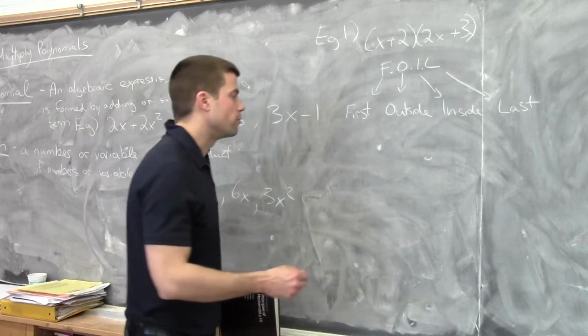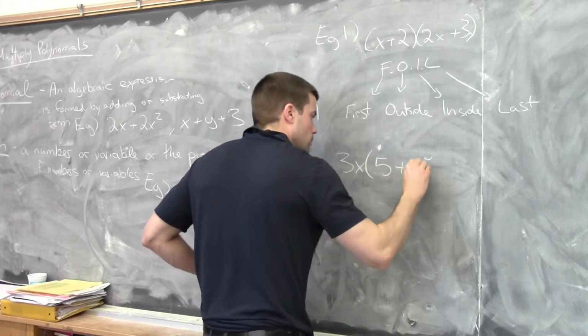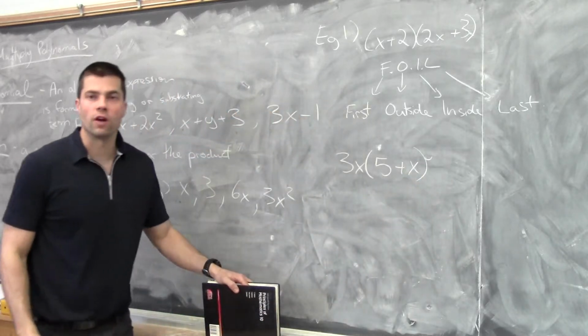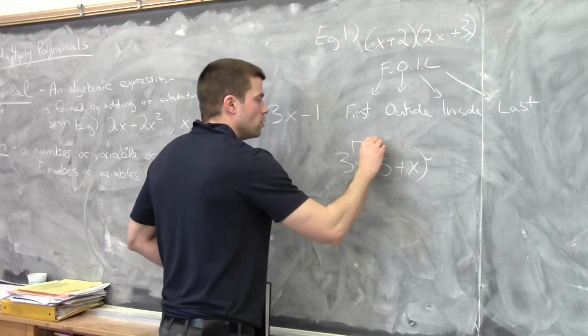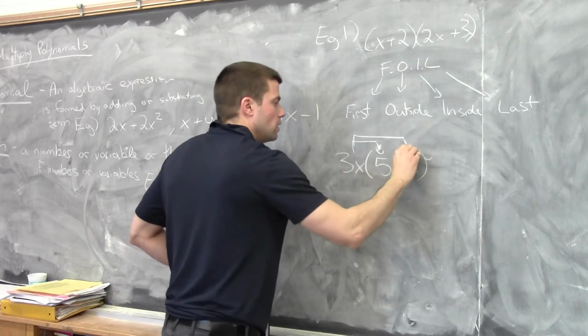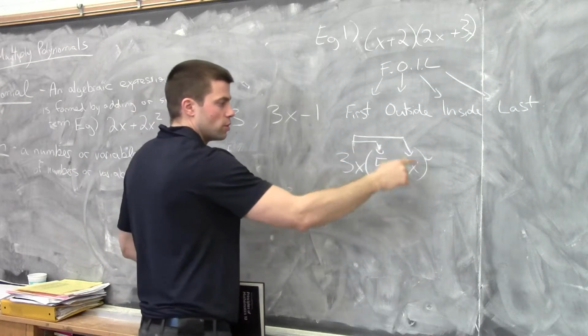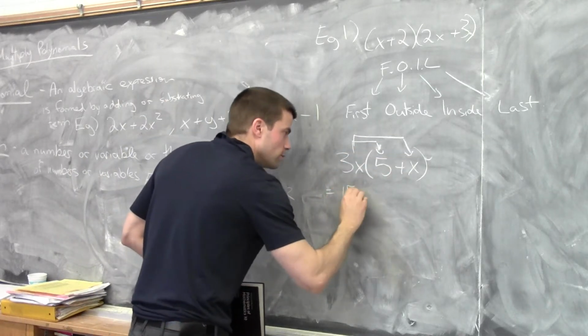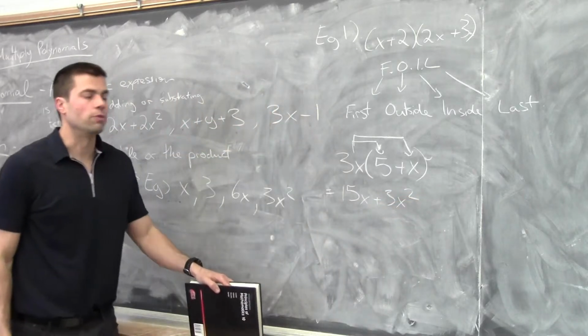Okay, so if you guys are familiar with how to do this, does everybody feel comfortable doing this? Right? So what you're doing is multiplying what's outside the brackets times each term inside the bracket. So we know this is 15x plus 3x squared. Okay, everyone's comfortable with that.